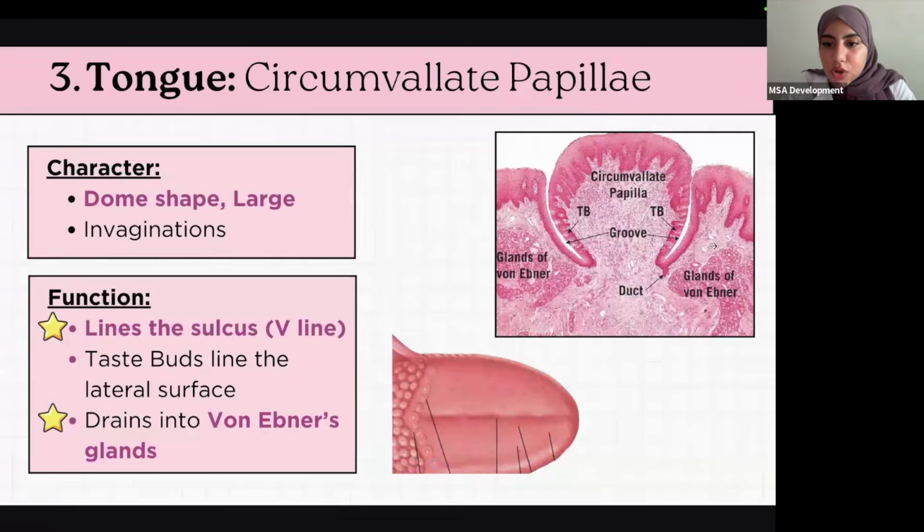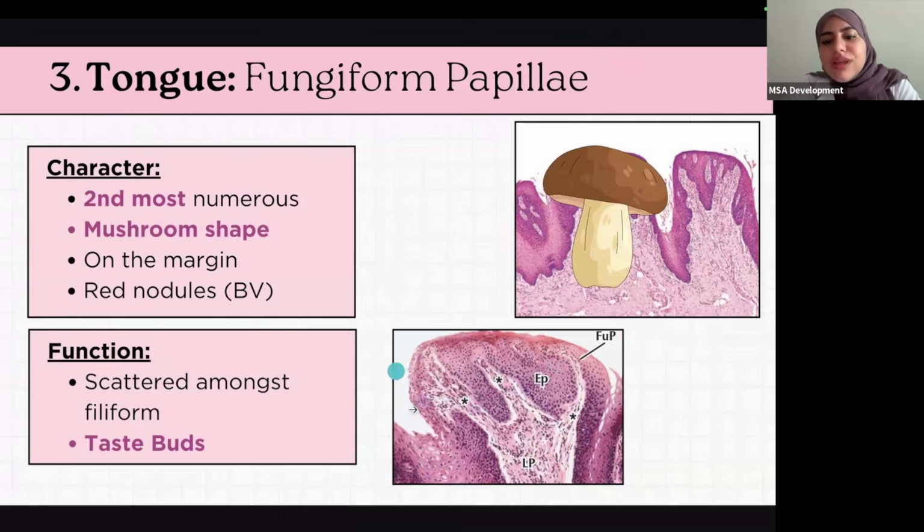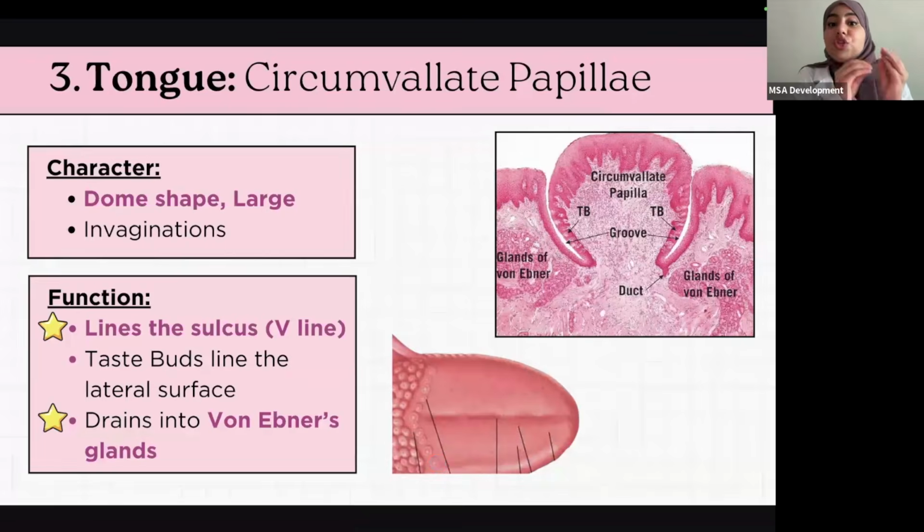And the thing about this also is that it has invaginations. And if you look at this, it's not really invaginated. It's a papilla, it's a projection. However, it's not truly invaginated. And circumvallate, circle, it almost does look like a circle. Look how round it is. And the most important part is that it has taste buds. Just like fungiform, it has taste buds.